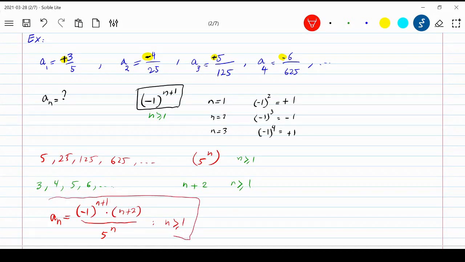Okay, it's a good idea to always break down, if you're dealing with a fraction, the numerator and denominator separately. Sometimes you can't do that. In this case, it's quite easy. By doing that, you can find out the formula.